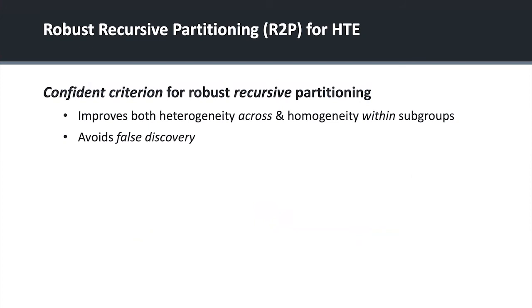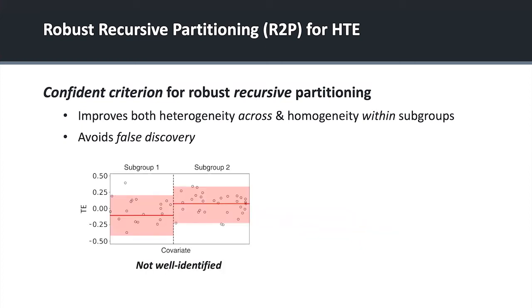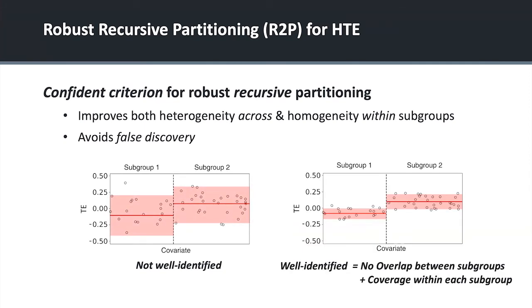The coverage guarantees of the confidence intervals in our method can help to avoid false discoveries of subgroups. If the confidence intervals across subgroups have large overlaps, the constructed subgroups are not well identified. Conversely, if the confidence intervals have little or no overlap across subgroups, subgroups are well identified.